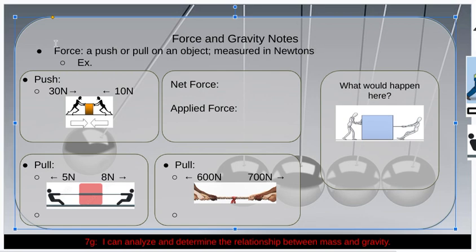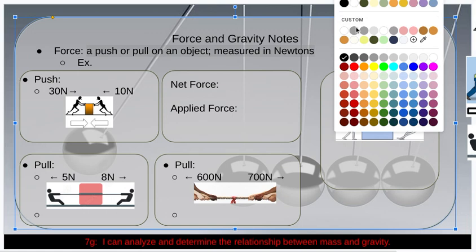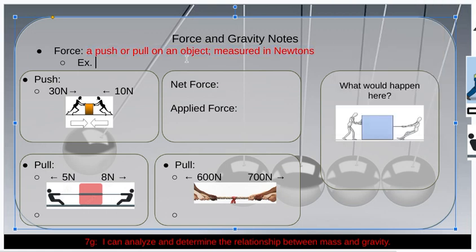And if I were you, I'd go through and change the color of these to something different. I'm going to make it red. I'm going to do the same thing with this. Use the format painter right there. All right, an example here is friction or gravity. These are examples of forces.